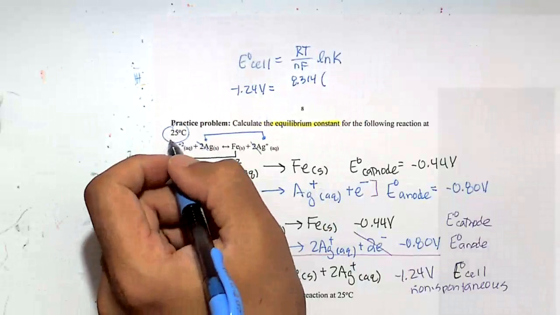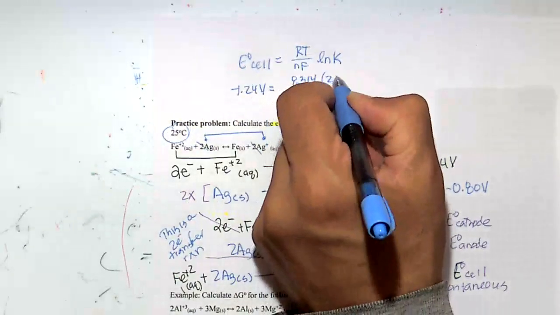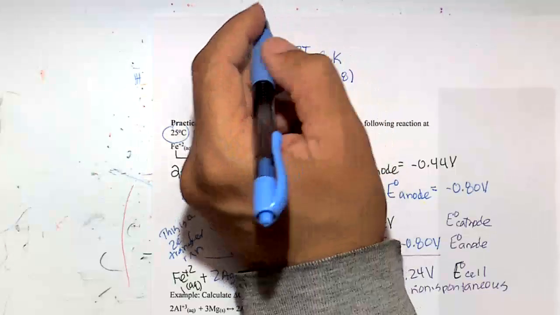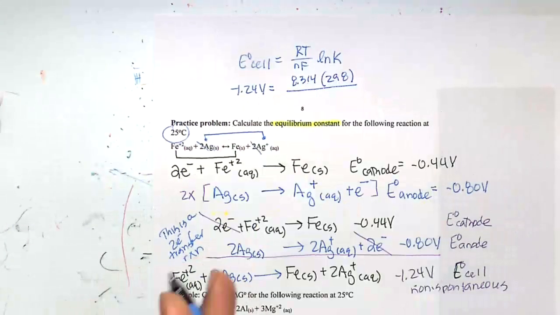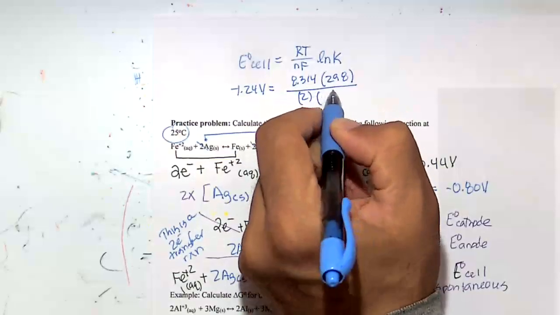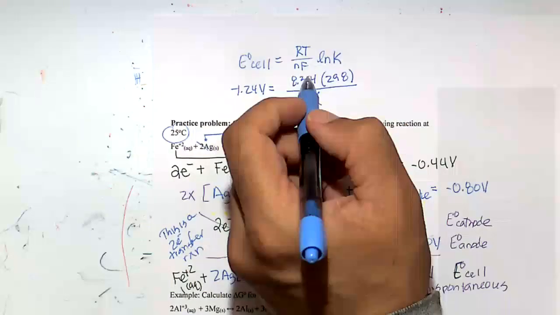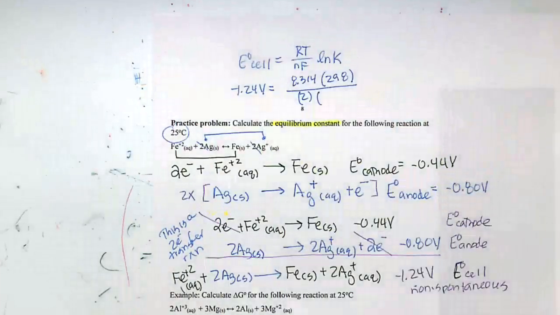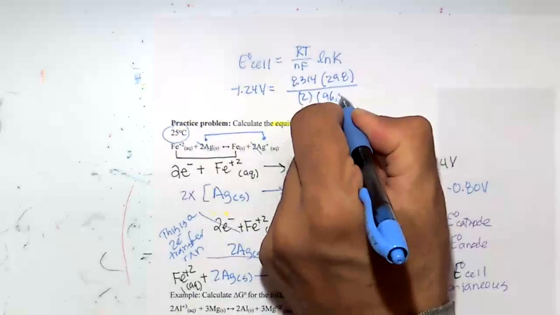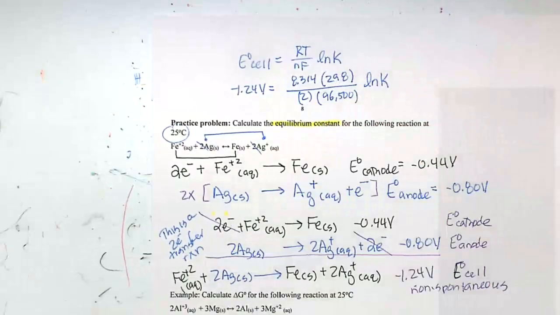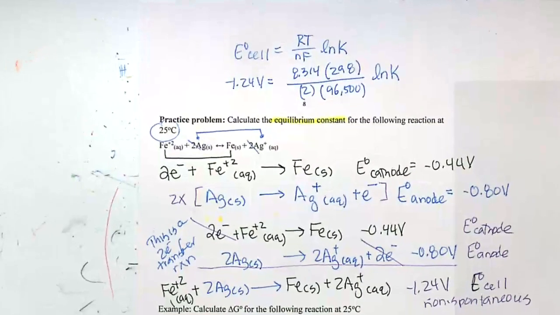Okay, the temperature T is 25 degrees, so we'll convert that to Kelvin, which is 298. I'm not putting in units because K doesn't have units. N, what is N? Okay, this is a 2-electron transfer reaction. The Faraday constant, which is F, is right here. I'll give that to you, 96,500. Very good. So here we're going to solve for K. This will be the answer to our problem.